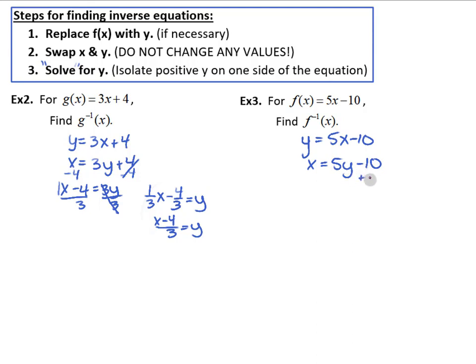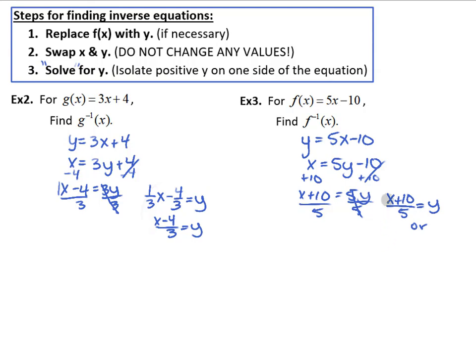So we're first going to add this 10 over to the other side. x plus 10 equals 5y. Of course, those cancel. And divide everything on both sides by 5. Okay, so I could write this as (x plus 10) all over 5 equals y.